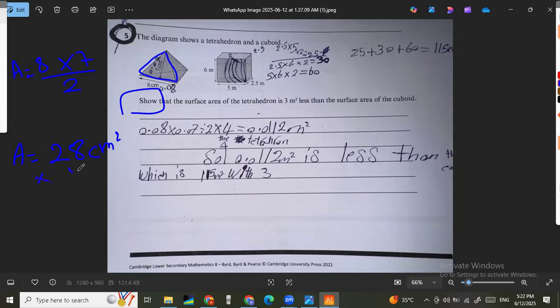Multiplied by 4. So it's going to be what? 4 multiplied by 28 is 112 centimeters squared. This is the surface area of the tetrahedron. The surface area of the tetrahedron is actually 112 centimeters squared. Good. Now we need to find the what? The surface area of this cuboid.